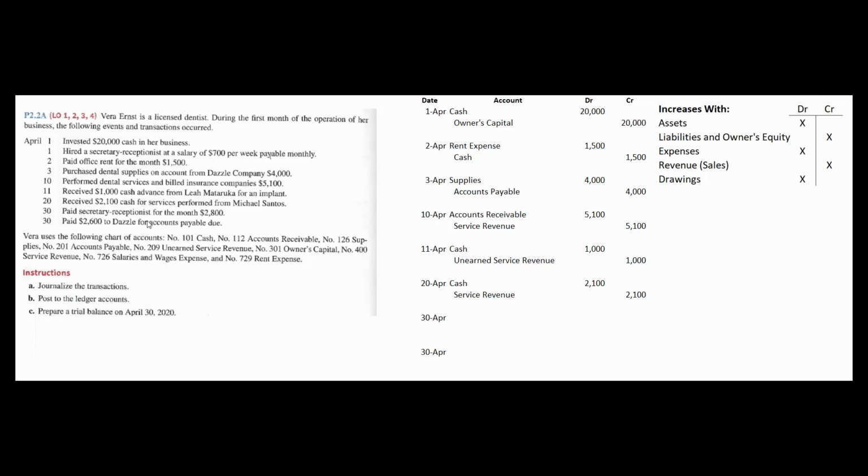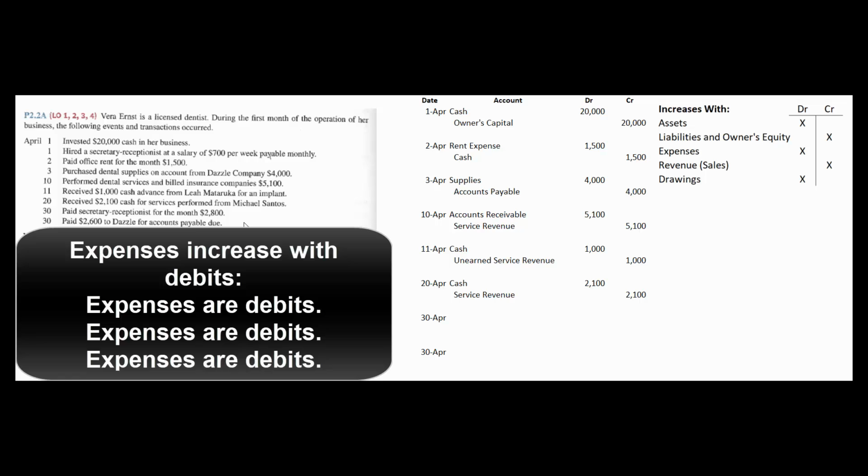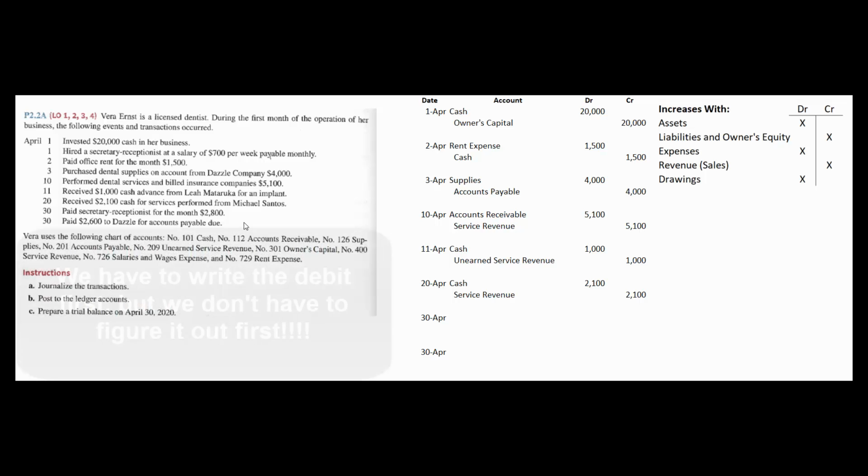Then on the 30th, we finally pay that secretary receptionist that we hired on the 1st. Now there's something to record. He has done some work for us. We owe him money and cash changes hands. So we have to make a journal entry. What's happening to cash? Is it going up or is it going down?